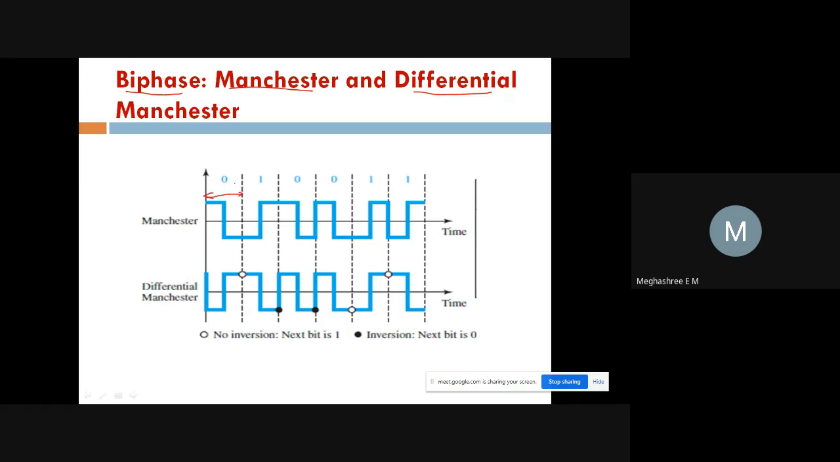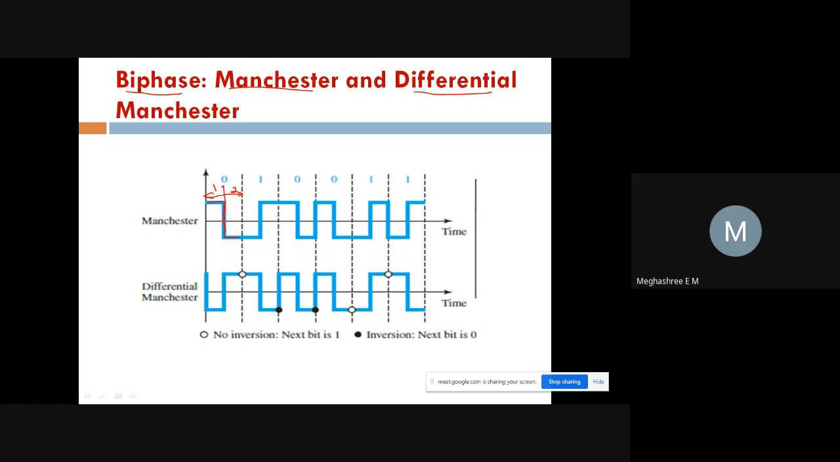The duration of the bit is divided into two halves here. See, this is the duration of the bit, but it is divided into two halves. You can see this is one half and this is another half. The voltage remains at one level during the first half and moves to another level in the second half. See, this is the first half, this is the second half.